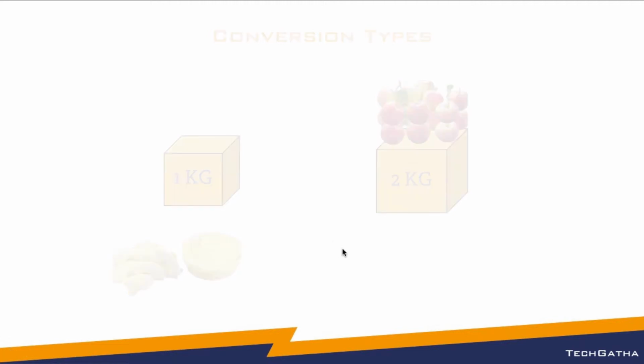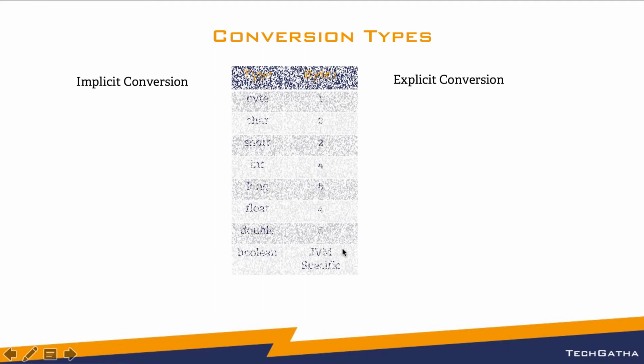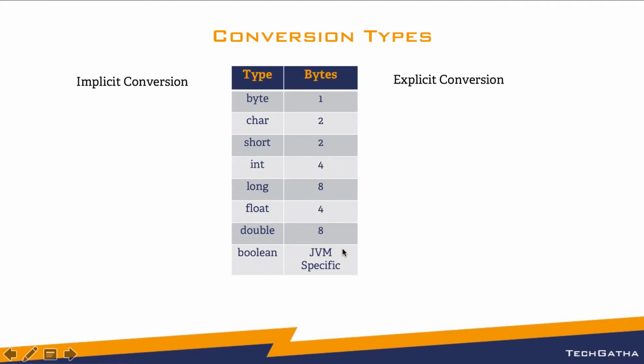Same way, in Java, when we see the conversion types, we have implicit and explicit conversion. Remember this table wherein we have all the types and the size of the same. This is the data type with the lowest size. This is the type with the highest size.